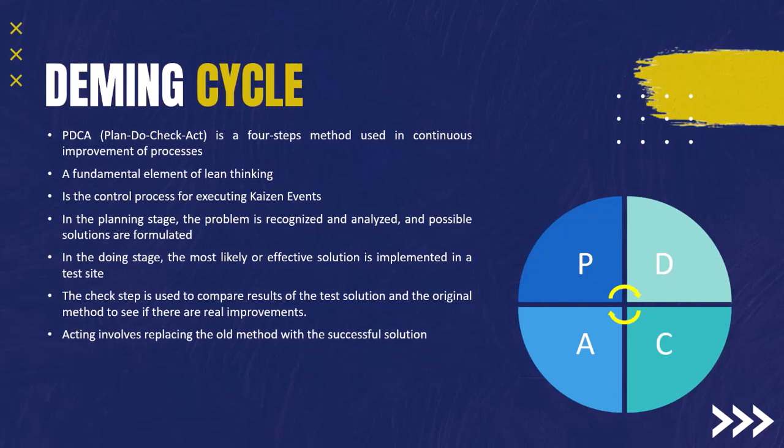In the checking stage, we study and compare the results of the used solution on the test sample and compare it with the original method that has been used, and this is in order to measure the improvement. And finally, the acting stage, and this is by implementing the most effective solution found. Then the cycle keeps going on, because we start again identifying new problems, analyzing them, and it keeps going on to ensure continuous improvement.